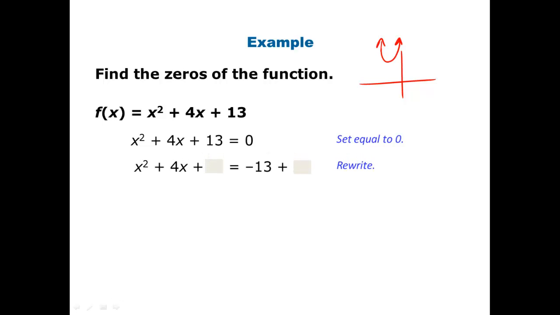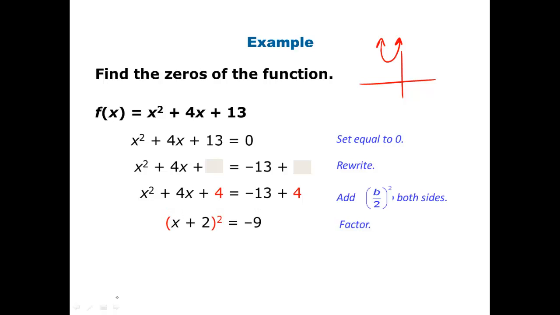Move the 13 to the other side. We have to take half of 4 and square it. Add that to both sides. Okay, now the term on the left is a perfect square trinomial. So the term on the left is (x + 2) squared. And when we add on the right, we get negative 9.